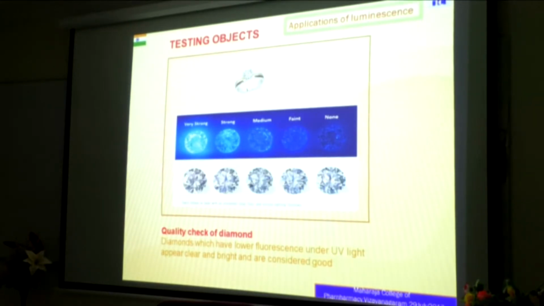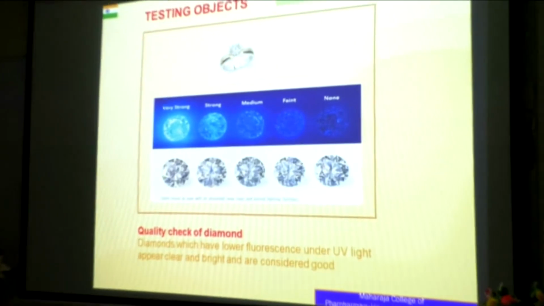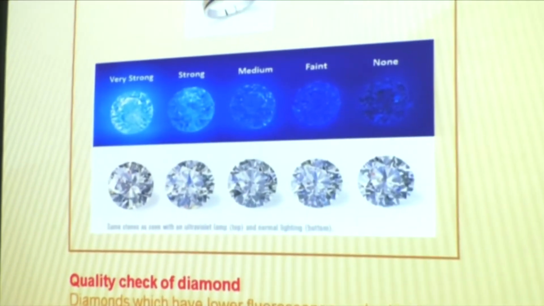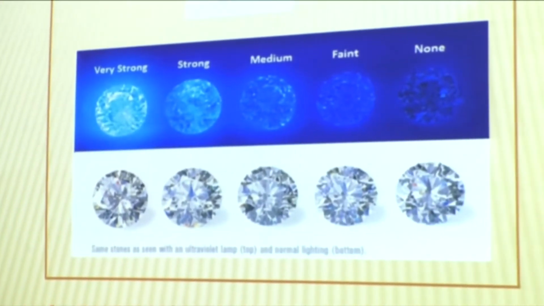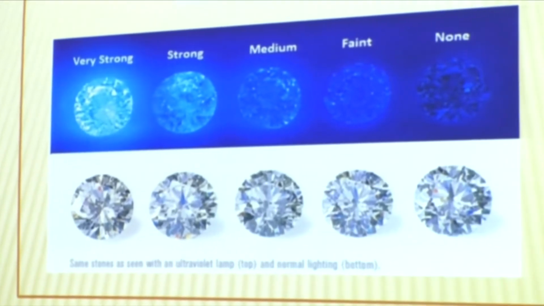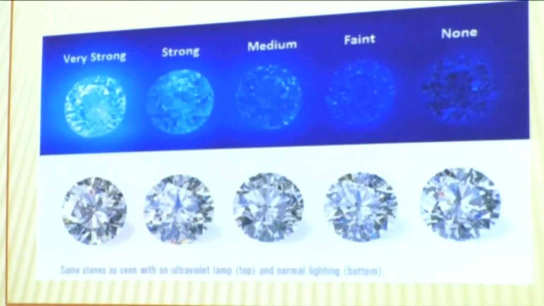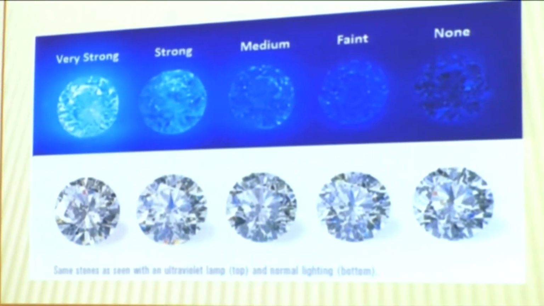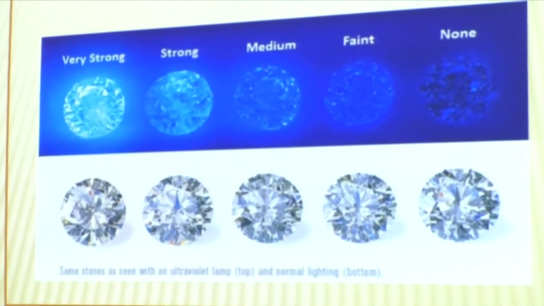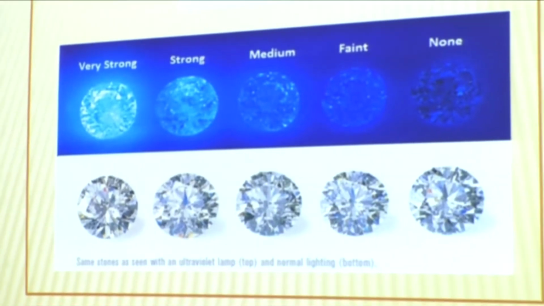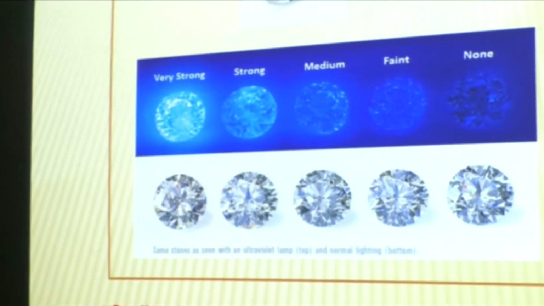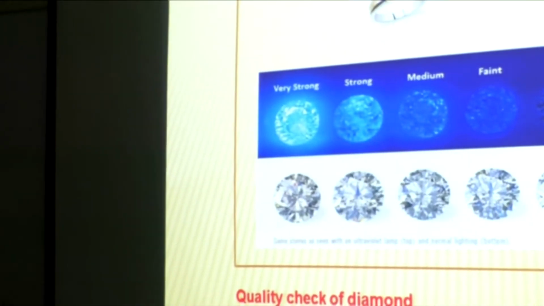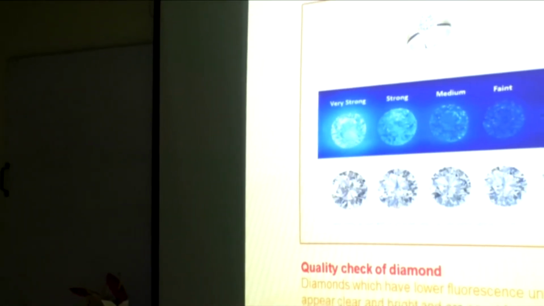You can detect the diamond also. How do you detect the diamond? Diamonds which have lower fluorescence under UV light appear clear and bright and are considered good. So if you have a standard diamond that you take to be the pure diamond, you keep it with you and compare it with all the other diamonds coming into the market. You can clearly tell, okay, this diamond is good and this is not that good. So you can verify.